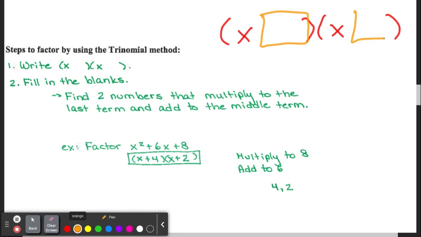So on my second step, I said, step 2, fill in the blanks. So we have to find two numbers to go in these spots. They have to multiply to the last term and add up to the middle term. When you're finished copying this, turn the page and we will practice.